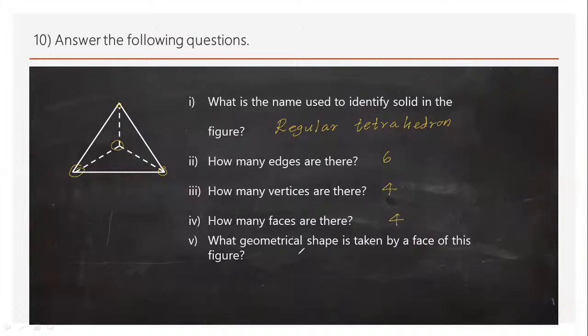What geometrical shape is taken by the base of this figure? That is the equilateral triangle. You can see four faces, each a cross-section equilateral triangle.